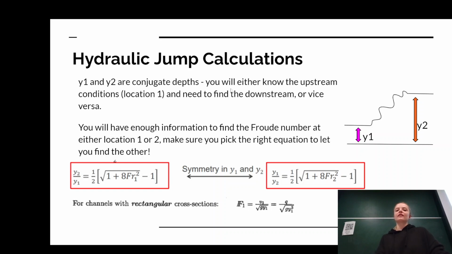So here in the middle we have our hydraulic jump, and Y1 and Y2, which are over here, are called conjugate depths. You'll either be told the upstream conditions, which is location 1 down here on the left, and have to find Y2, or vice versa. You have to make sure that you pick the right equation out of these two. That will help you find the missing piece of information that you need. And this simplifies down once again for rectangular cross sections. Things get a bit easier, so just keep that simplification in mind. All right.